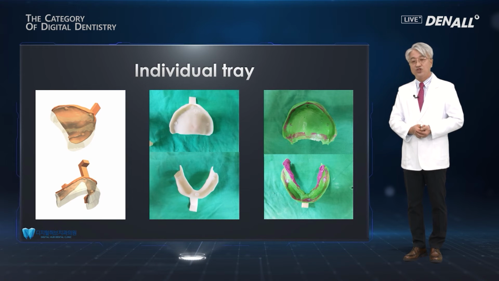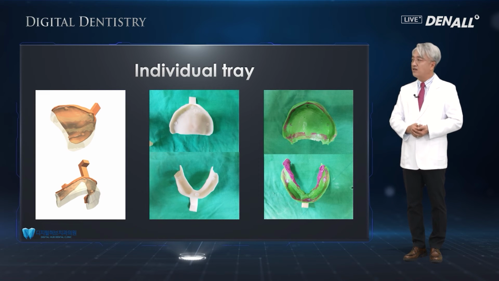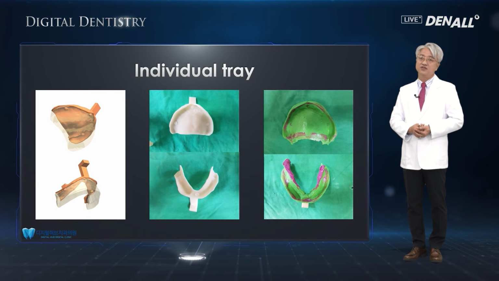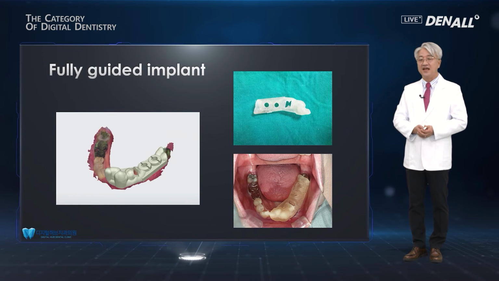For full denture in edentulous cases, we create a lot of individual trays. We send it to the lab and get it back. But if you use CAD/CAM, then you can just print it out at your clinic, meaning the time interval will be shorter for the patient, and material cost and other lab cost could also be saved. So this is another solution we use at my clinic also.